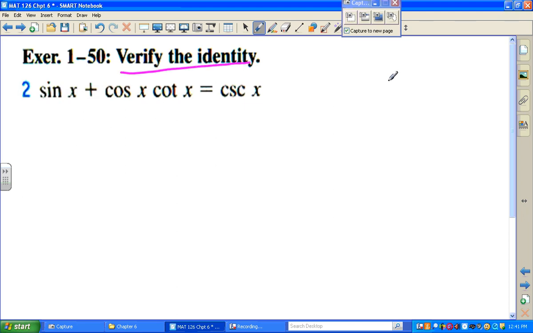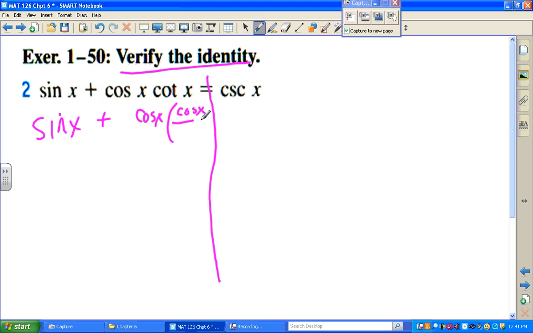Verify the identity. Will you go on the left side or the right side? The left. Nice. Sine of x plus... what is cotangent? Cosine over sine? Why did you do that? Well, that's what I did. That's what you did? What did you do next?